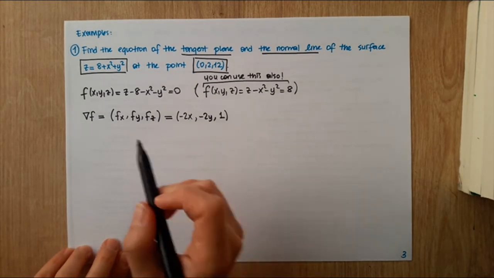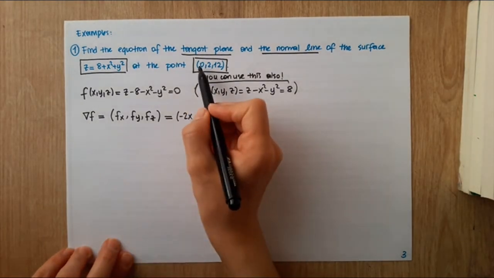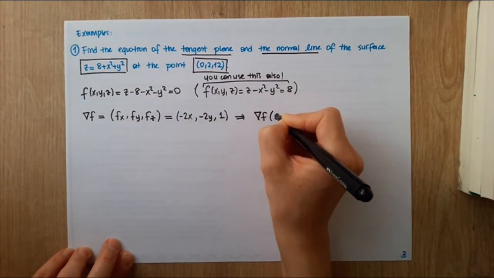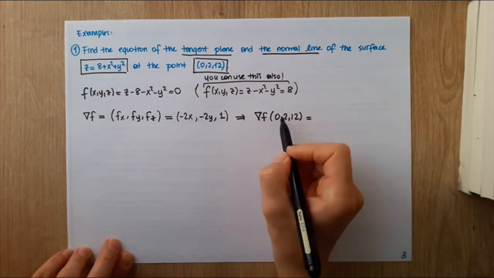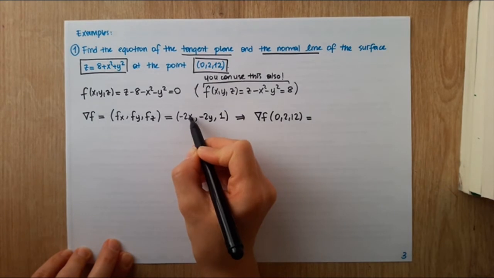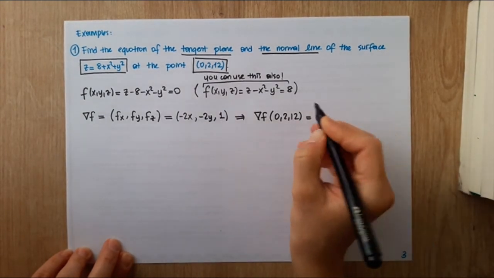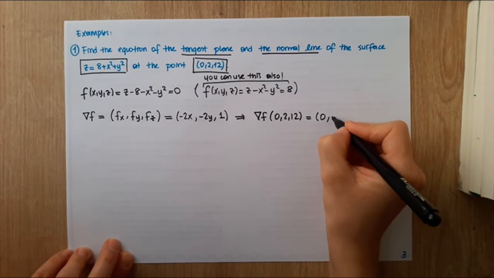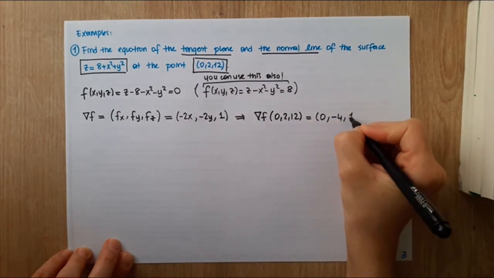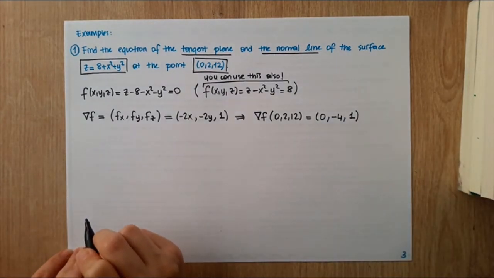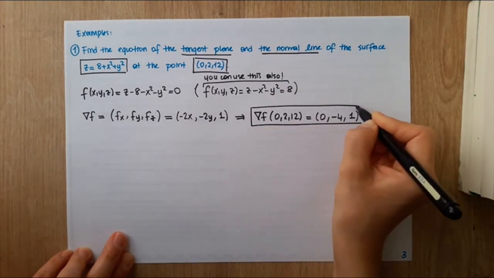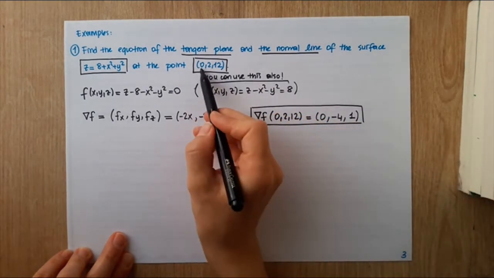But we need to calculate this gradient vector at the given point, right? So I have the gradient vector at (0, 2, 12). It says that x is 0, y is 2, z is 12. So if x is 0, the first component will be 0. If y is 2, the second component will be minus 4, and there is no x, y, z in the third component, so I will directly write 1 there. So this is the gradient vector of the function which defines the given surface at the point (0, 2, 12).